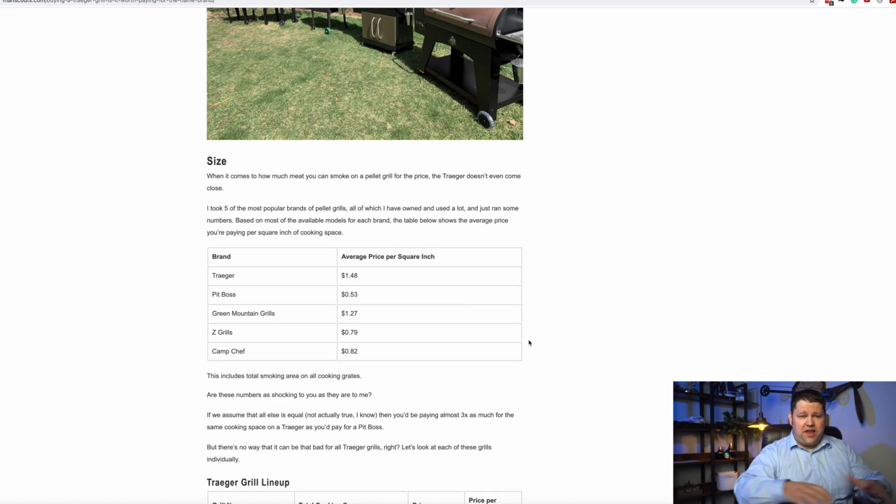And that's what I did. My first subheading here is on their size, just how much cooking area, not necessarily how big they are, but how much cooking area you get per dollar. I actually just went and gathered data from websites.